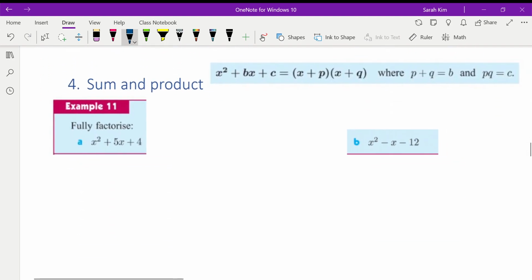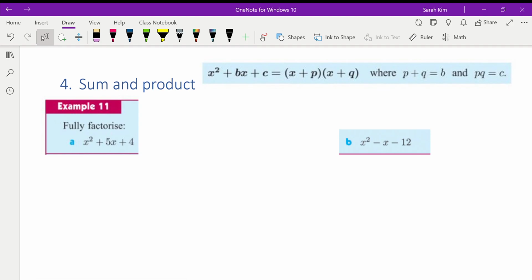Okay, now we use sum and product. So this one, you need to figure out the sum and the product and figure out your two brackets as factors. So we are going to identify which one is the sum, which one is the product. The constant term is what we always refer to as the product. The coefficient of the x term is going to be my sum.